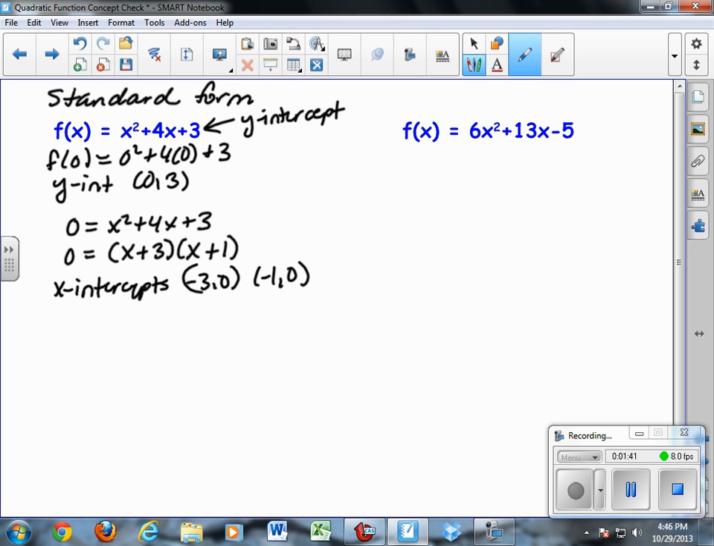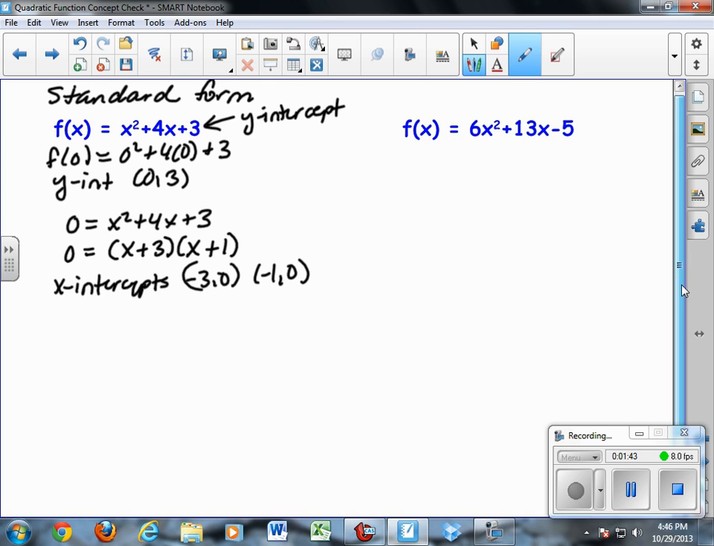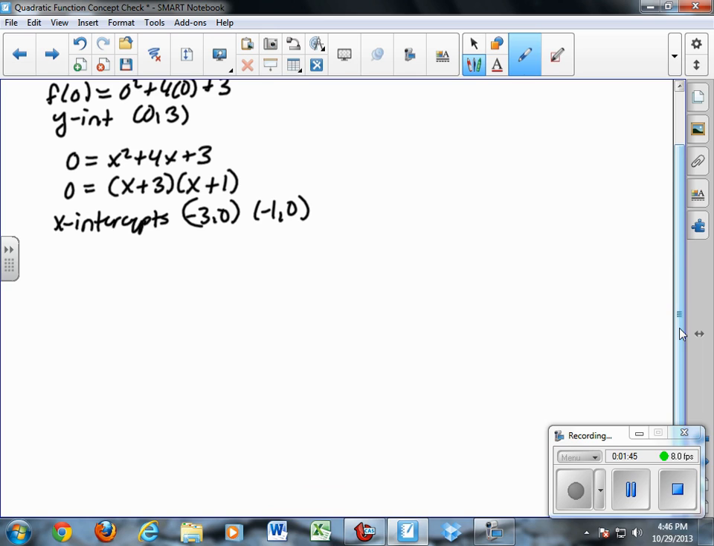So I can plot those points. Also, I can find the vertex. So this is kind of going back to the things we talked about in vertex form, or I'm sorry, in intercept form. So let's plot 0, 3, -3, 0, and -1, 0. Okay, so those are 3 of the points.